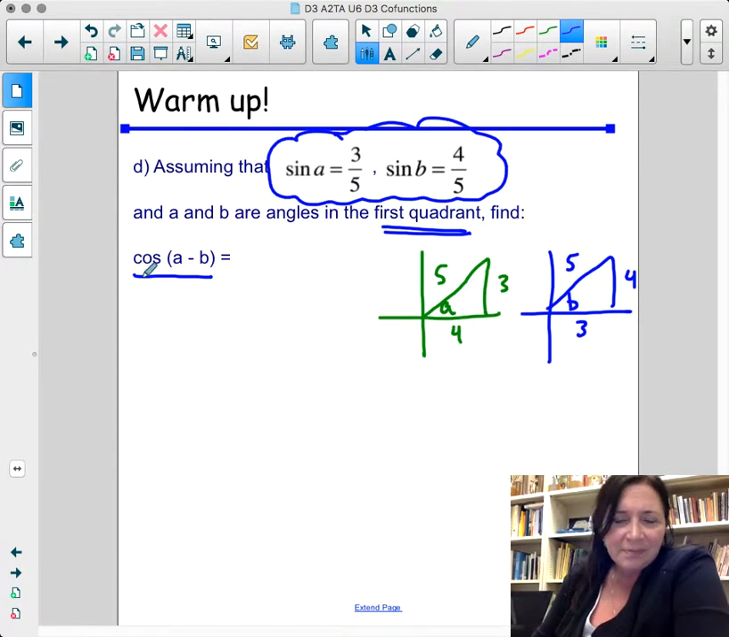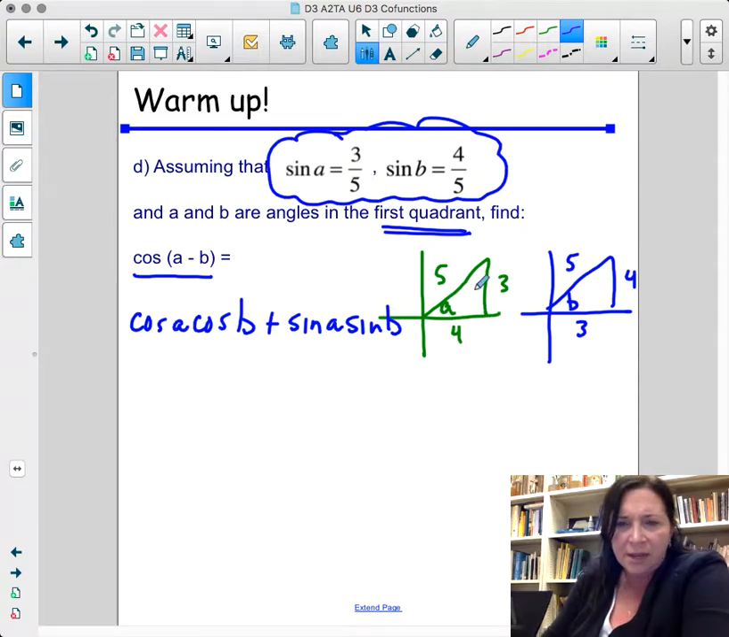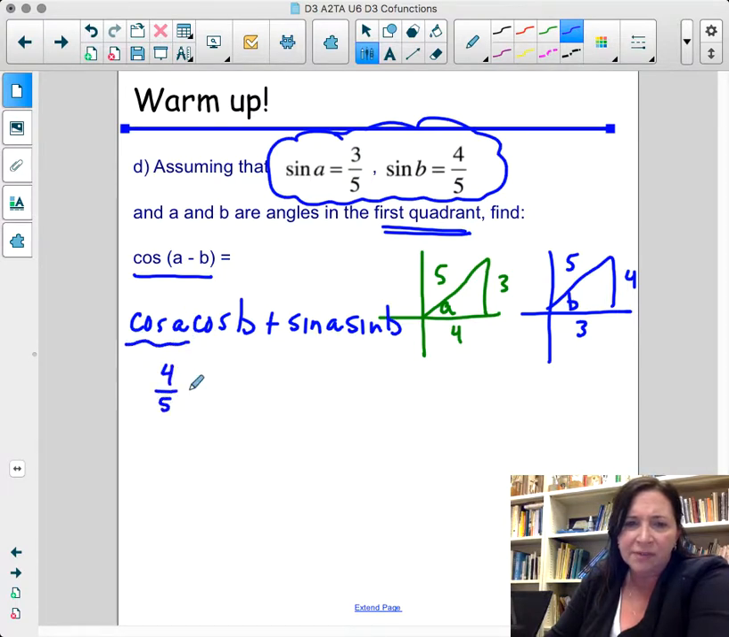Expanding cosine of A minus B. Remember, cosine goes cosine A, cosine B. And if this is minus, this will be a plus, and it's going to go sine of A, sine of B. So cosine of A, here's A, so you're going to take this value from here. Cosine of A is adjacent over hypotenuse, so this value right here is 4/5. Cosine of B, I'm going to come over here, and that's going to be 3/5.